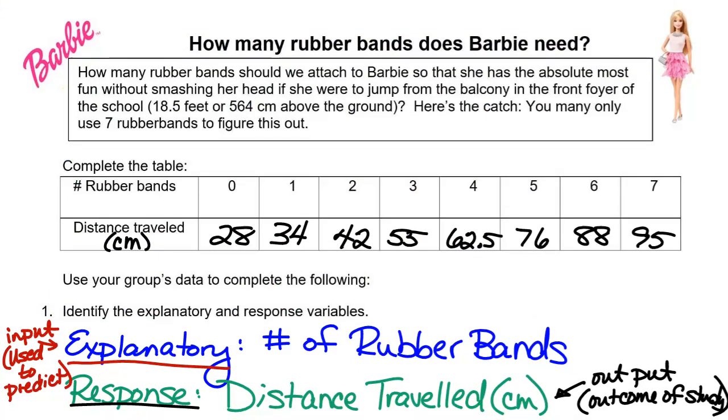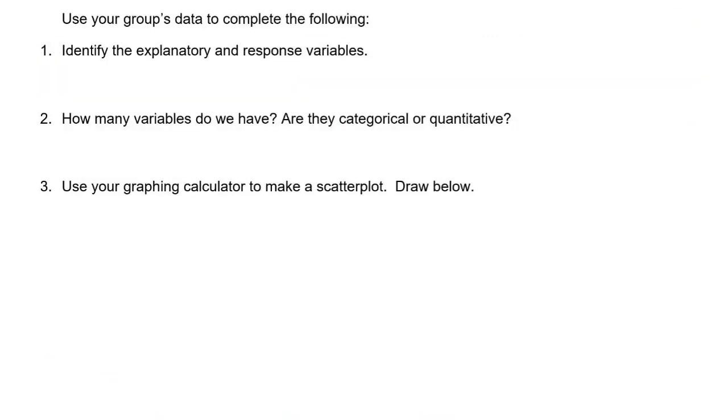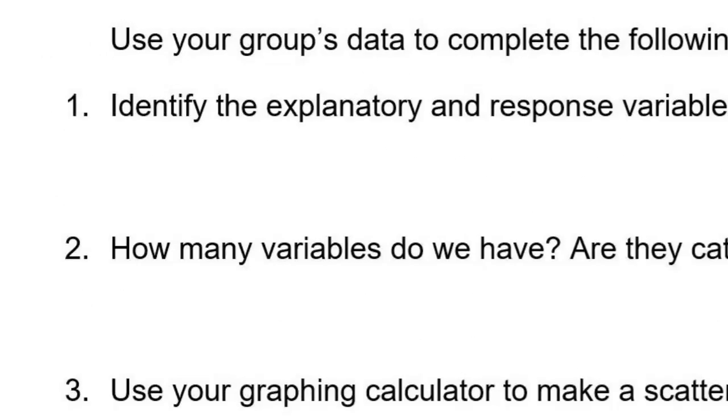So how many variables do we have? Two variables. We have an explanatory variable and a response variable. Are they categorical or quantitative? Both of them or just one of them? Both of them, we had numbers associated with those, right? So we have two quantitative variables.